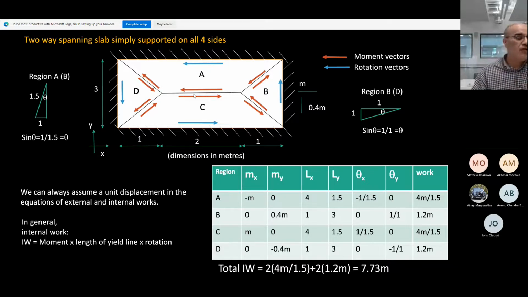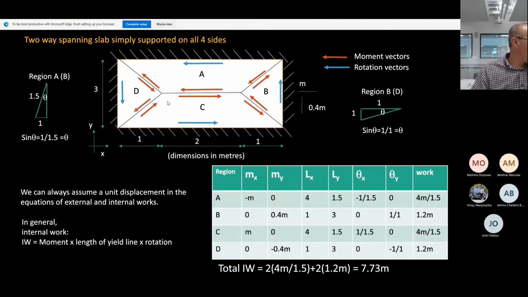Is that the two vectors here along the yield line are equal and opposite? They are in equilibrium. Okay. If you do the same for B and D, you get these vectors here. And again, along each of the yield lines, you find that the two vectors are equal and opposite. Equal and opposite. Can you see here? Equal and opposite, equal and opposite, equal and opposite.